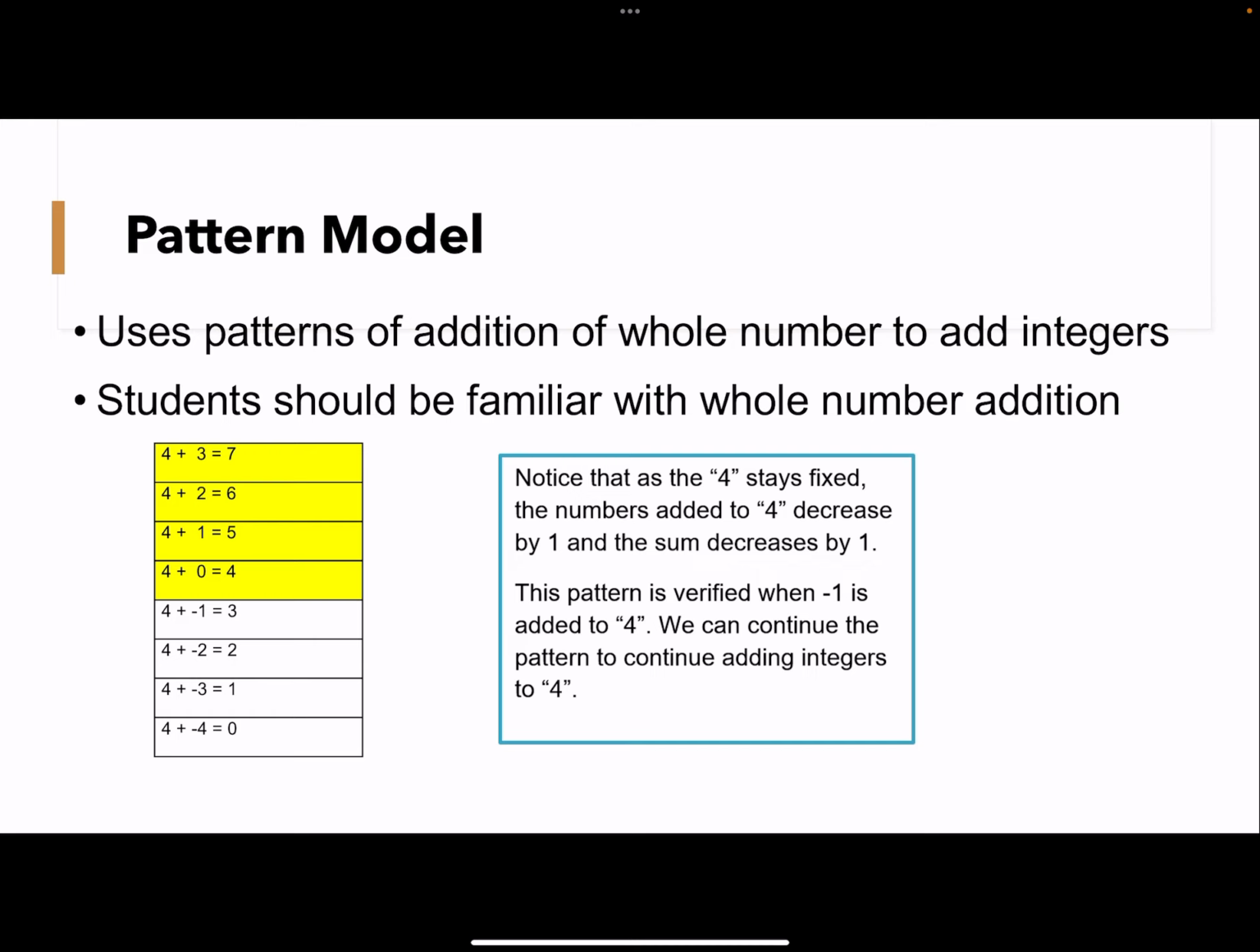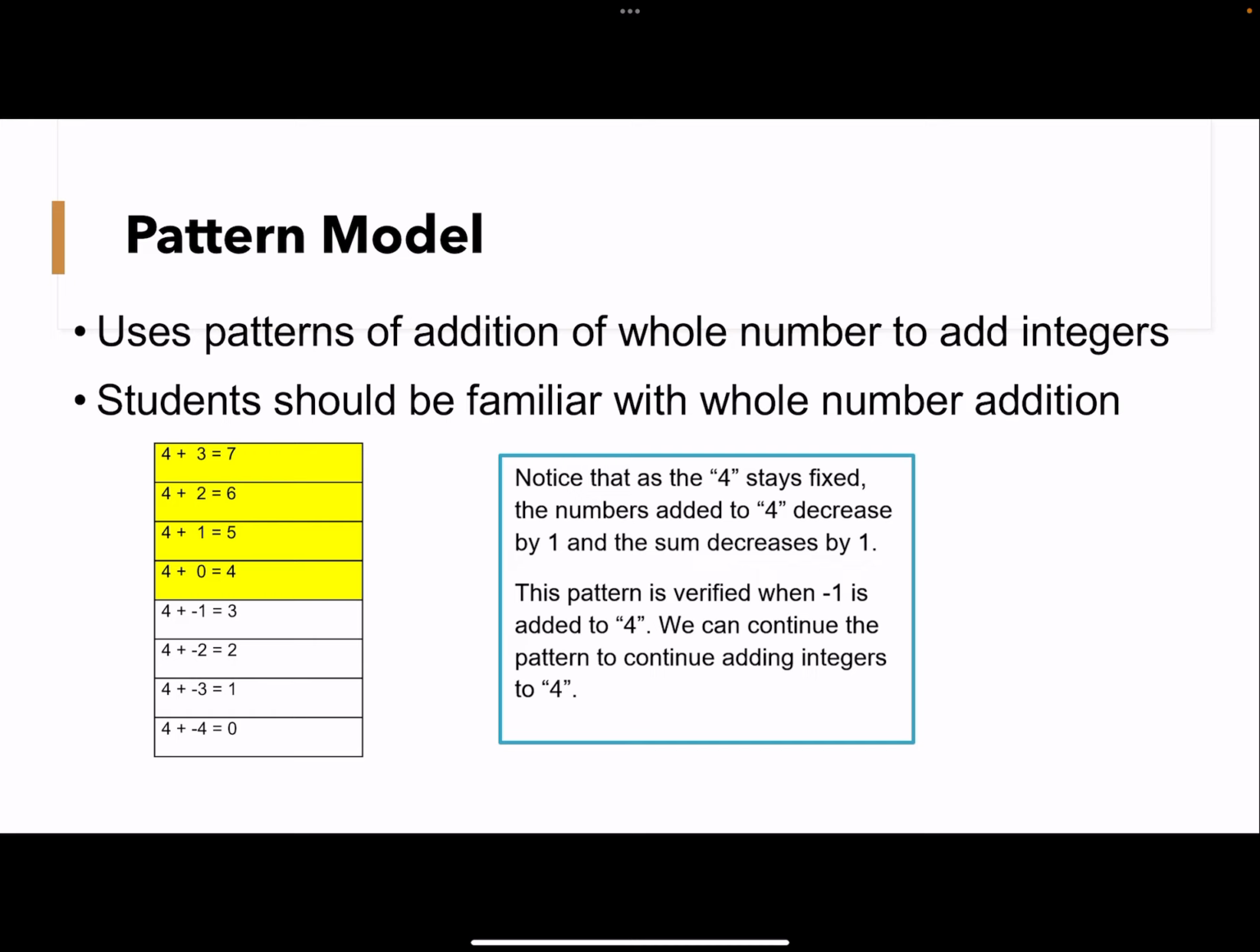The next example that I want to talk about is the pattern model. The pattern model is exactly what it says. It uses patterns to establish sort of a rule that's going on, that we could finish it out. In order for the pattern model to be successful, students have to have a good concept of how to add the whole numbers. So that's going to be a skill that they need to know before they use this pattern model. They should be familiar with the whole number addition.